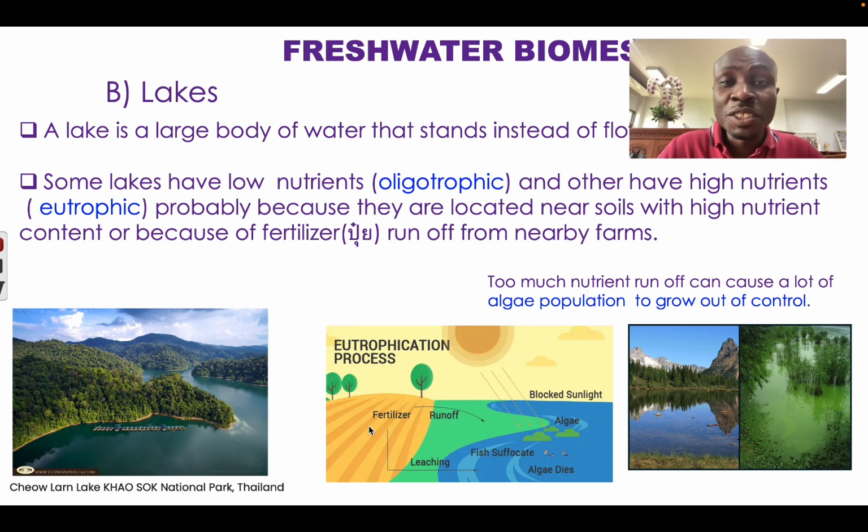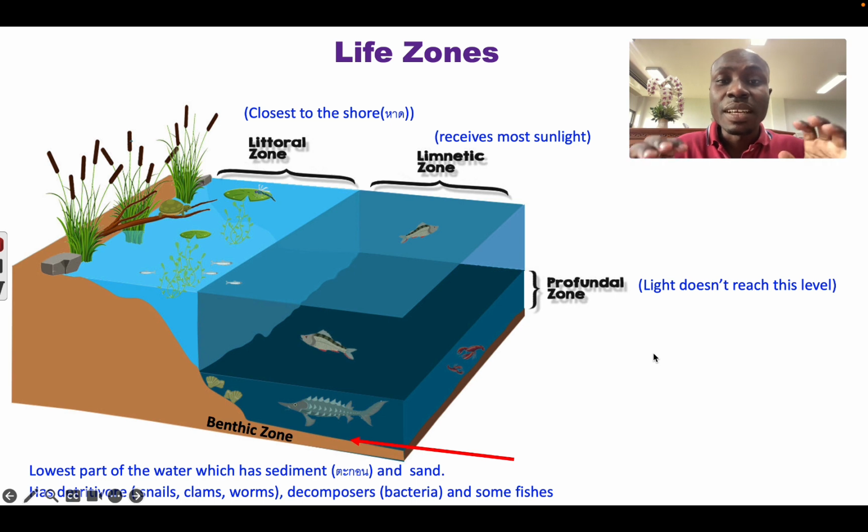Now, too much nutrient in the lake can become a problem because it can make algae grow faster. And when they grow faster, they can cover the top of the lake and stop the sunlight from going down to the water. This is called eutrophication. It can be very bad. So let's talk about the life zones in lakes.